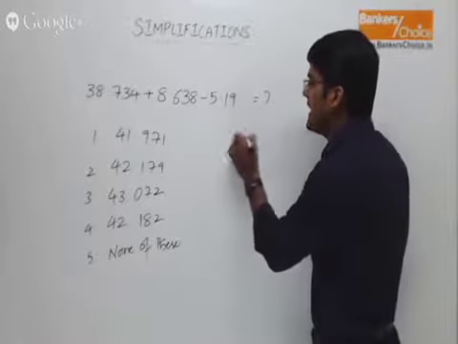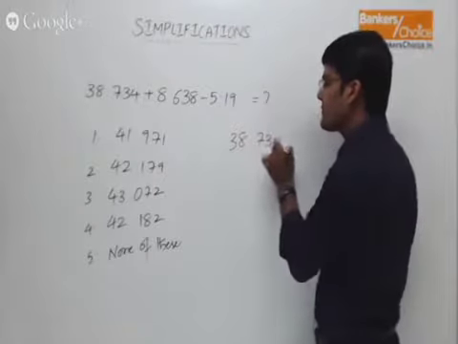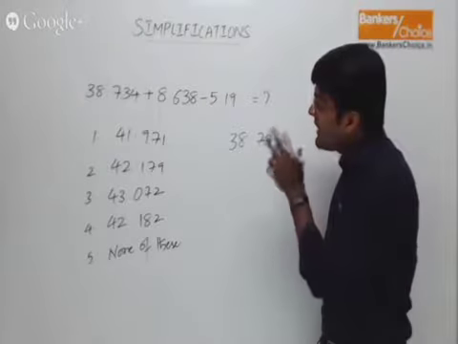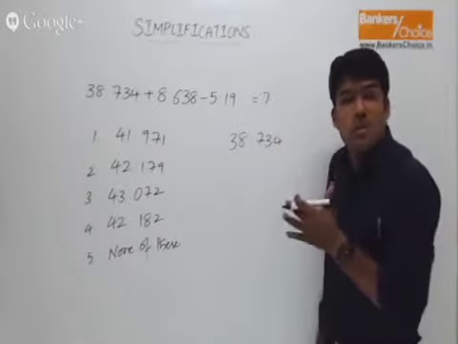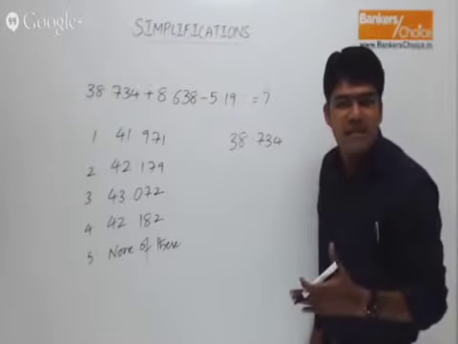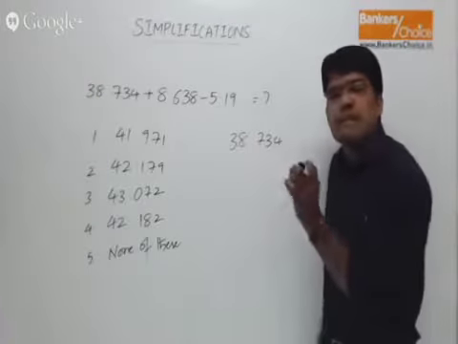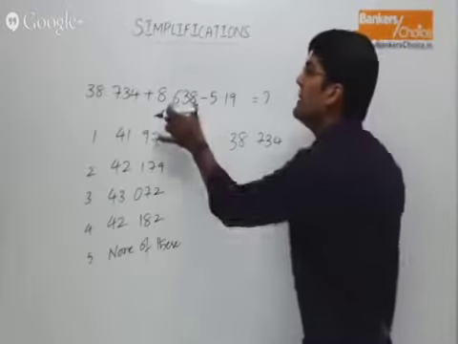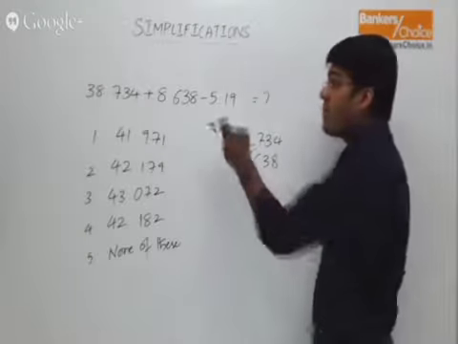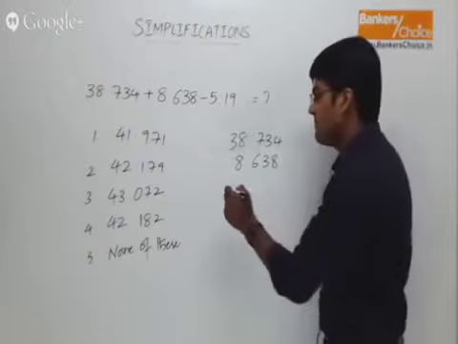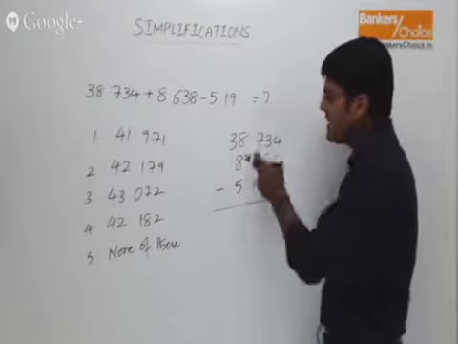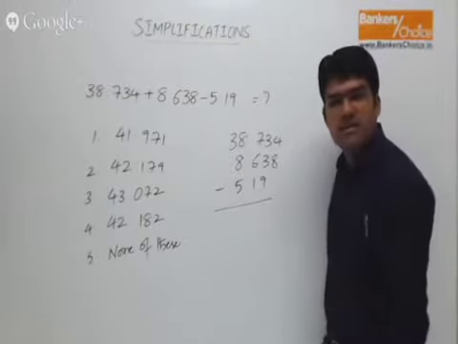What do we do? 38.734. Then the next number here is 8.638, and you know that when you are writing the numbers one upon the other, you have to write them properly. All the unit spaces have to come in one straight line, all the tens spaces in a straight line, and in this case, we'll have to balance the decimal point. So we write 8.638 minus 5.19. This has to be simplified. If you look at it, all the decimal points are in sync with each other.